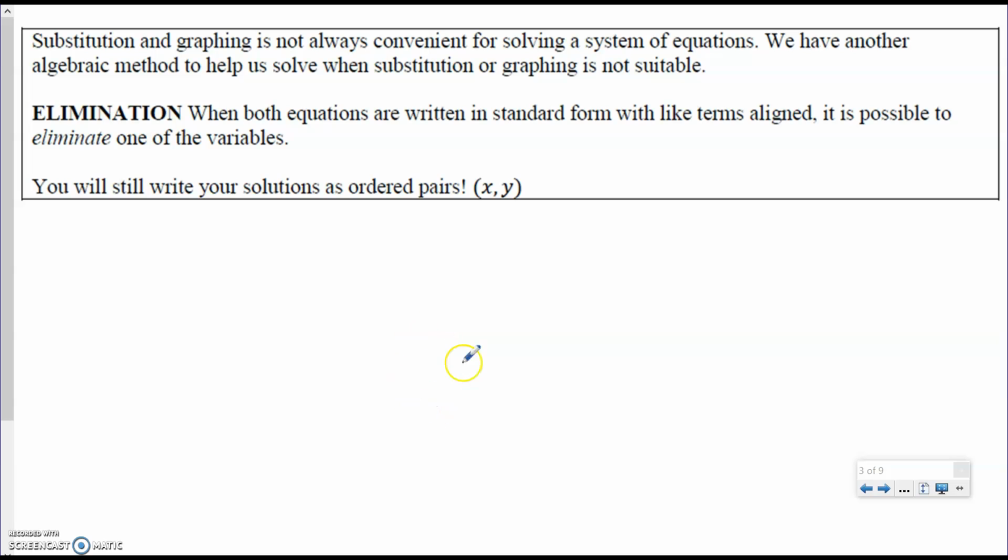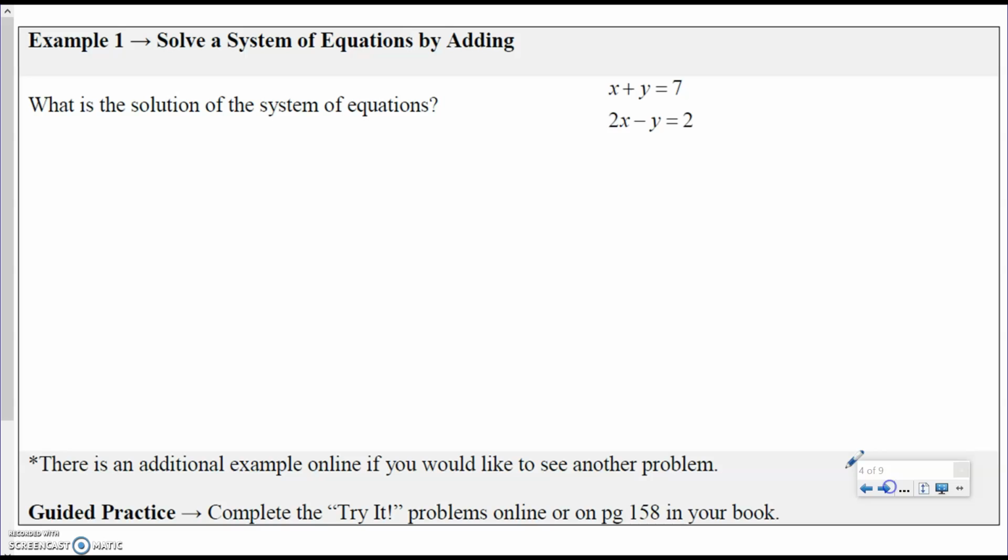Okay, so substitution and graphing aren't always convenient, depending on the way it's set up, especially if you end up with a bunch of fractions. So when both equations are written in standard form, I like to use elimination. Okay, so standard form here, x plus y, 2x minus y. My x's and y's are on the same side.